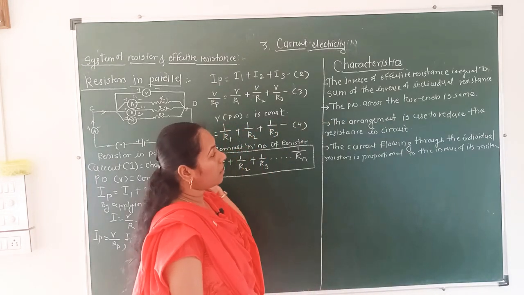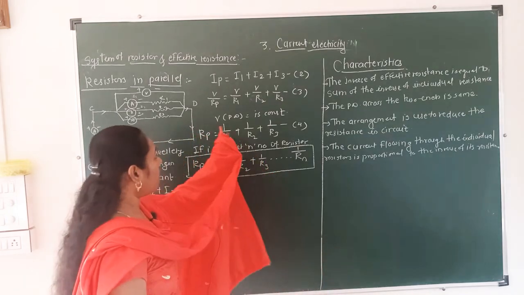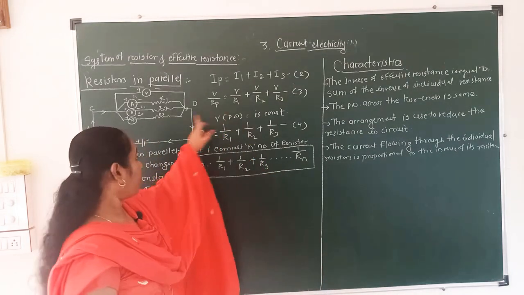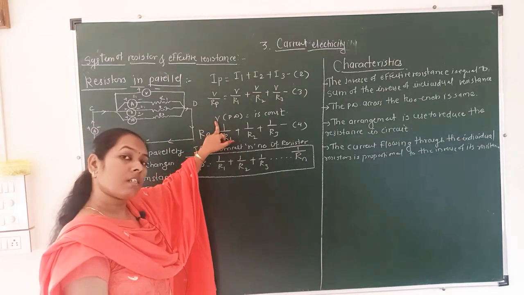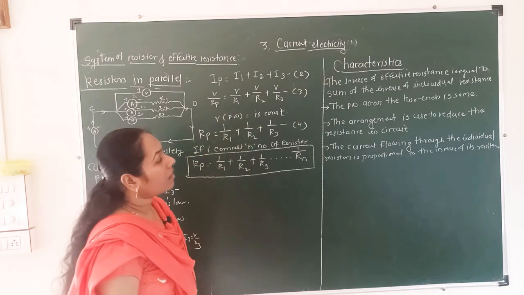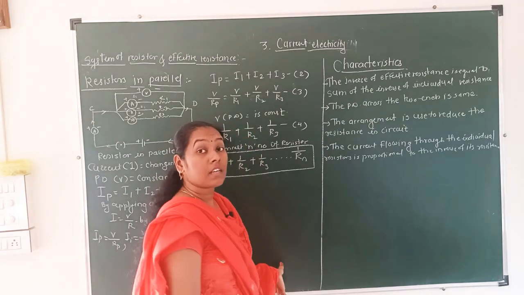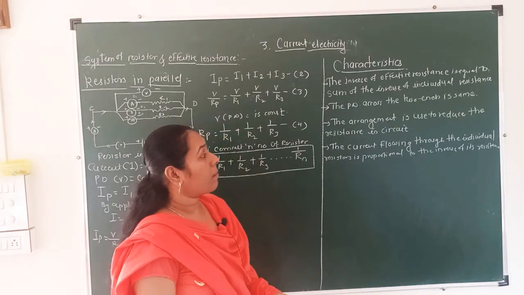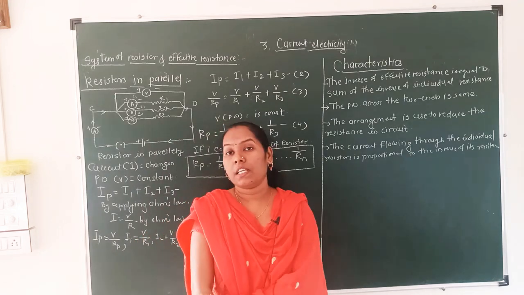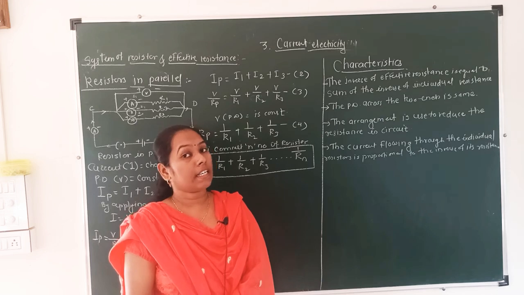Another one is that the potential difference across the two ends is the same. The PD is the same between the two ends, which means V is the same. Potential difference is measured in terms of voltage. The third one is that this arrangement is used to reduce the resistors in a circuit. Very important point: this arrangement is used to reduce the resistors in a circuit.